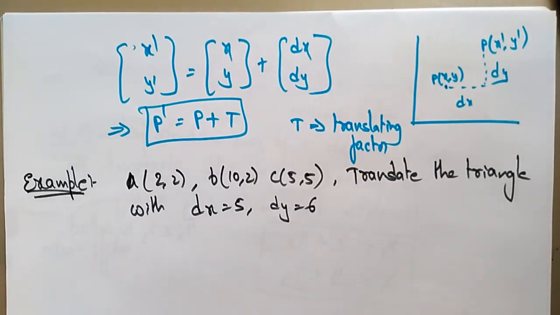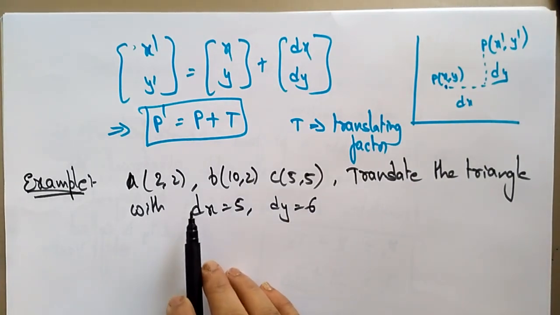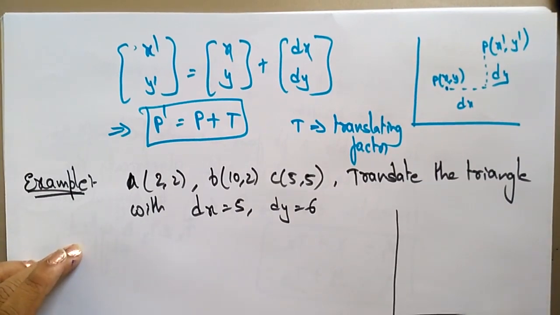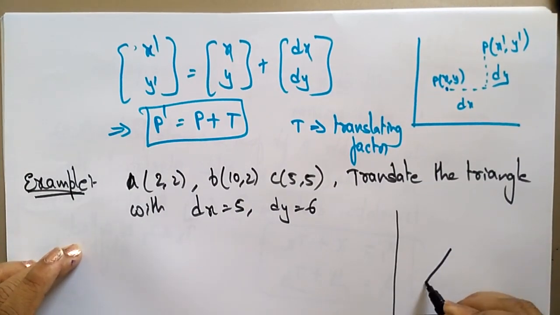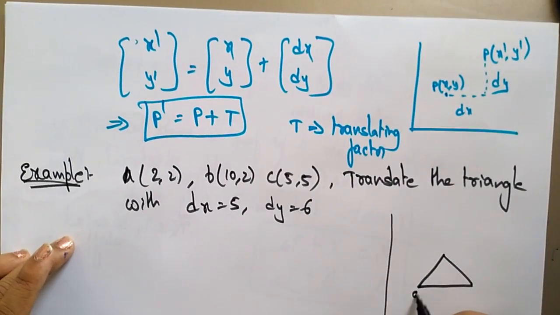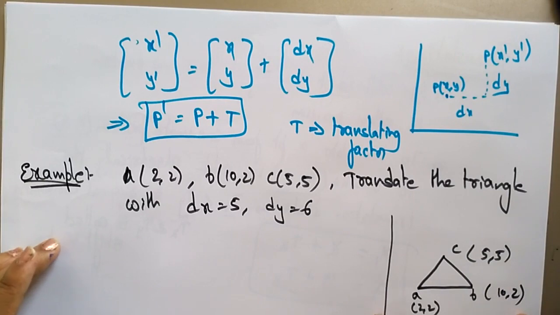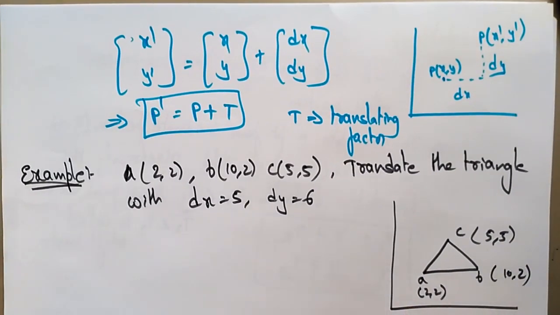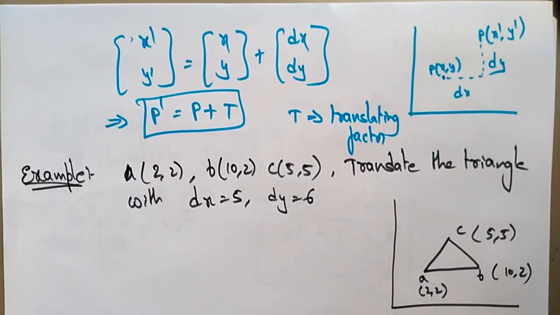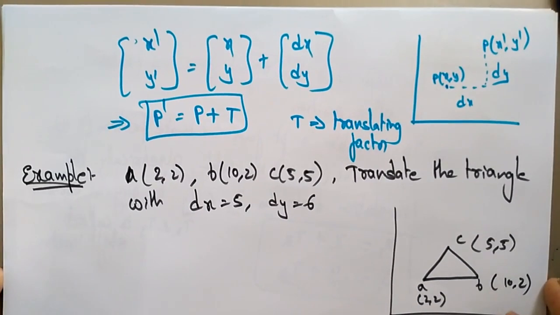So this is a problem. They have given one triangle with vertices ABC. Here this is the triangle with vertices ABC. A has coordinates 2, 2, so in the x-axis 2 and the y-axis 2. And here it is 10, 2, and C as 5, 5. So these are the original coordinates. Now I want to translate this image, either in the shape or in this position. Okay. So now let's start the problem.